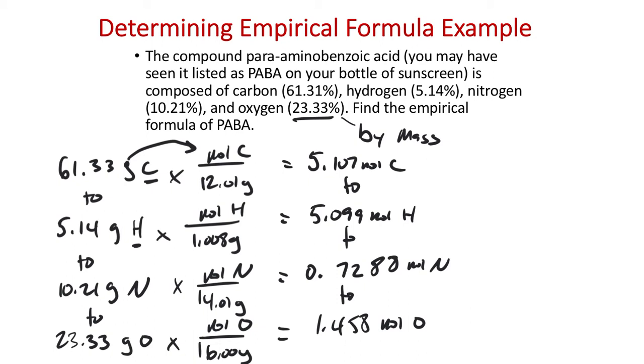And so at this point, I could maybe write a formula. This would be kind of silly, but you can maybe get the idea of what we'll do in the next step if you think of this process here, that the formula would look like C 5.1, H 5.1, nitrogen 0.73, oxygen 1.5 or something like that. That's not really a clean formula, right?